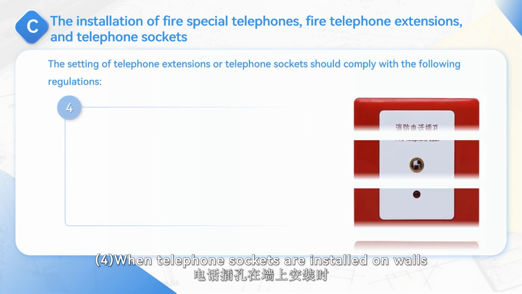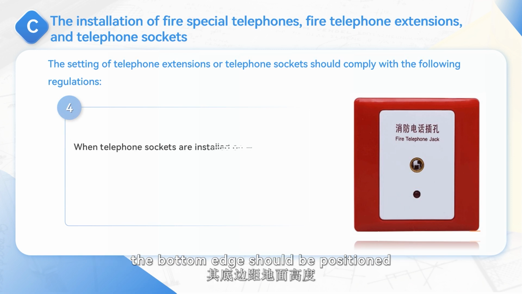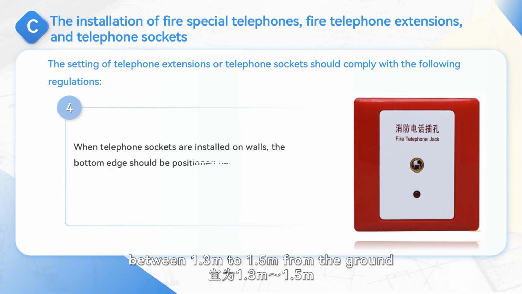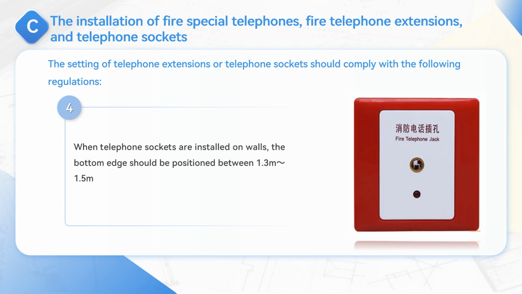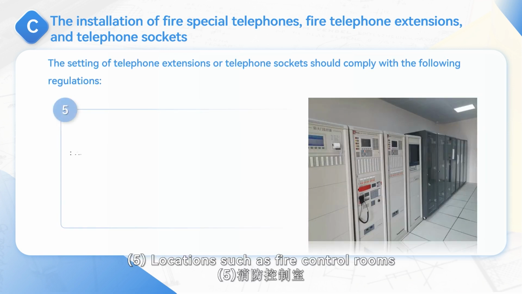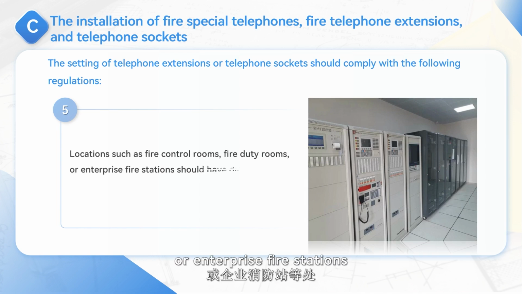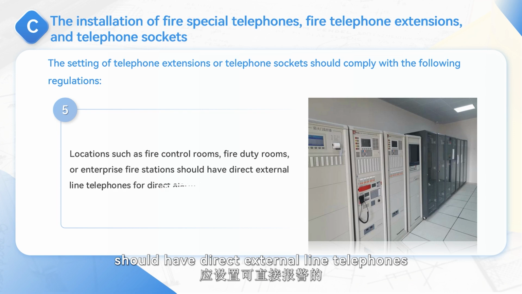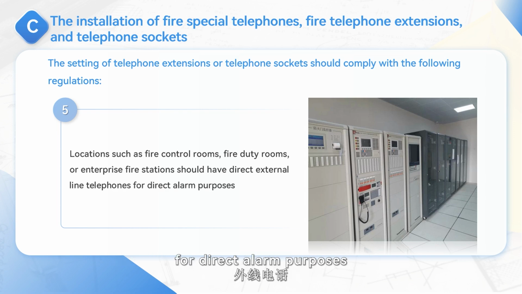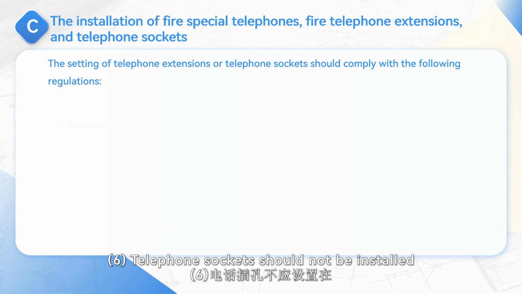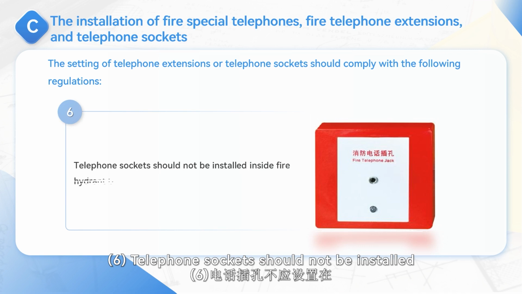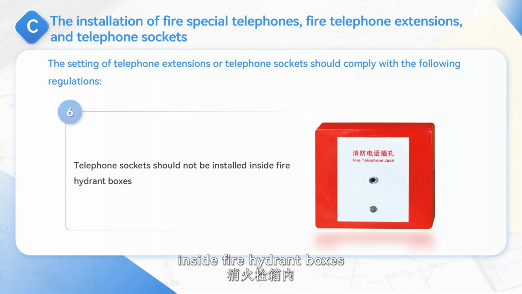4. When telephone sockets are installed on walls, the bottom edge should be positioned between 1.3 meters to 1.5 meters from the ground. 5. Locations such as fire control rooms, fire duty rooms, or enterprise fire stations should have direct external line telephones for direct alarm purposes. 6. Telephone sockets should not be installed inside fire hydrant boxes.